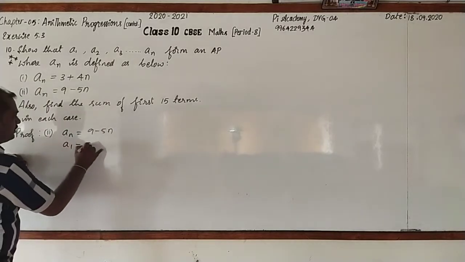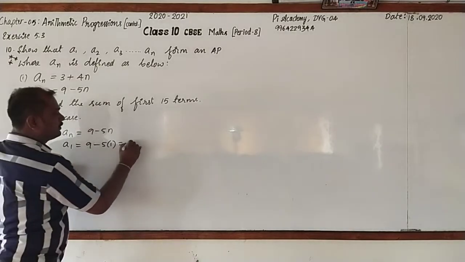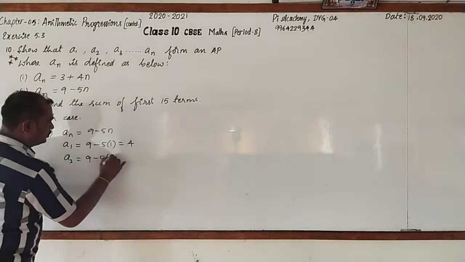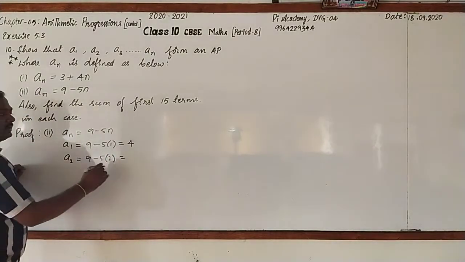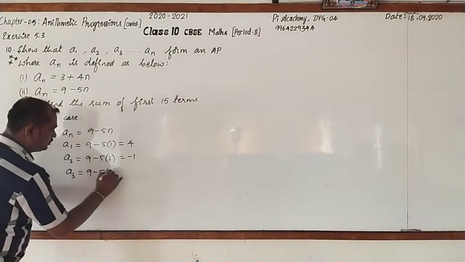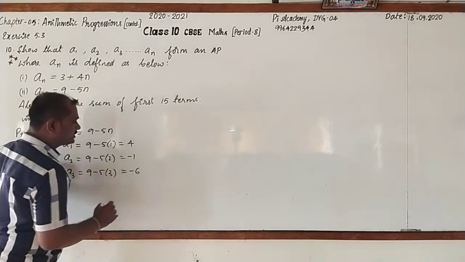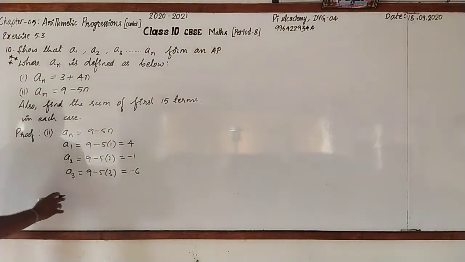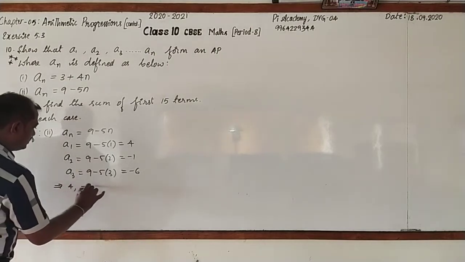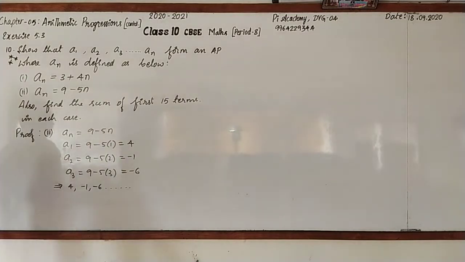First find out a1. 9 minus 5 into 1. 5 ones are 5. 9 minus 5, 4. a2 is 9 minus 5 into 2. 5 twos are 10. 9 minus 10, minus 1. a3 is 9 minus 5 into 3. 5 threes are 15. 9 minus 15 is minus 6. So here the terms are 4, minus 1, minus 6 and so on. We have to show that it forms an AP.